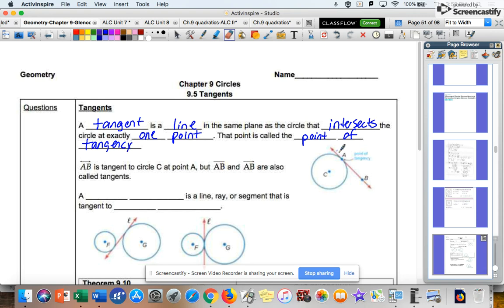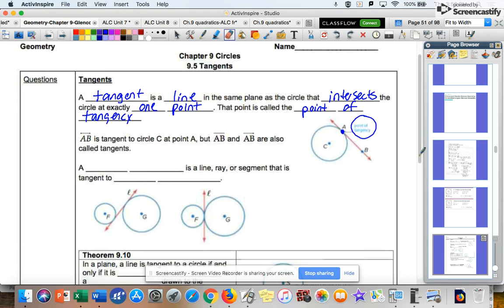Okay, so over in the diagram here, you can see here is our tangent line. Notice it crosses circle C exactly one time, and that point at which it crosses right there is our point of tangency. So it's described right here: AB is tangent to circle C at point A. But you could also have a segment AB, or a ray, that could also be tangent to the circle, but generally we're talking about a line.